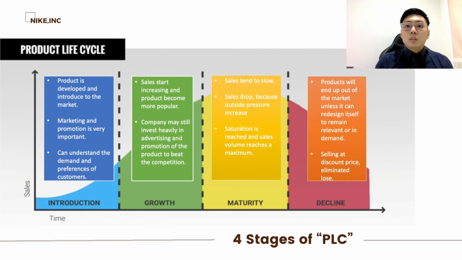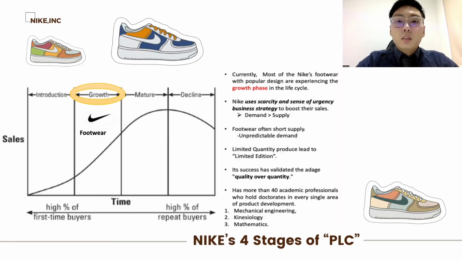And also, most of the time, the remaining customers in the declining stage will be the loyal customers in the market. Nike footwear products with popular designs are currently in the growth stage, which is the second stage of the product life cycle. Not only that, Nike is currently using a scarcity and sense of agency business strategy to sell its products. This really helped them boost sales, and demand currently exceeds supply. Not only that, the price indirectly increased because the quantity of the product is being controlled by Nike.